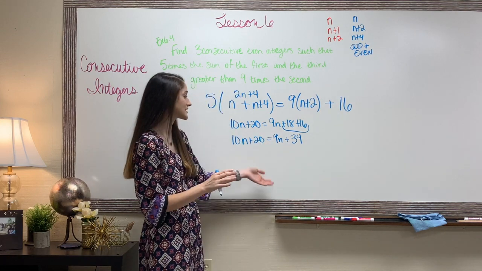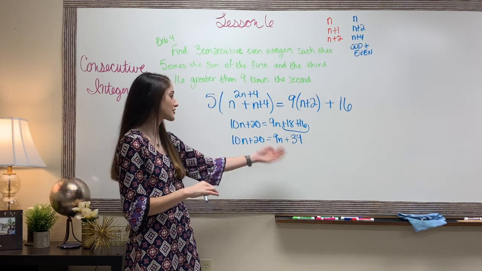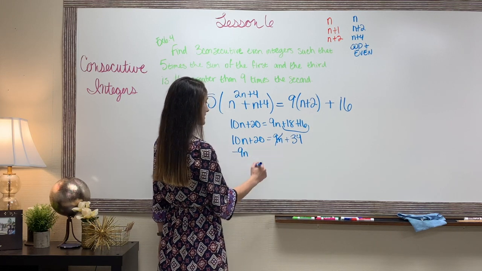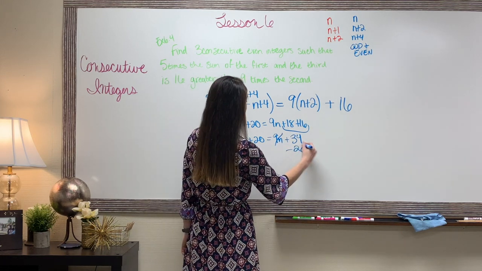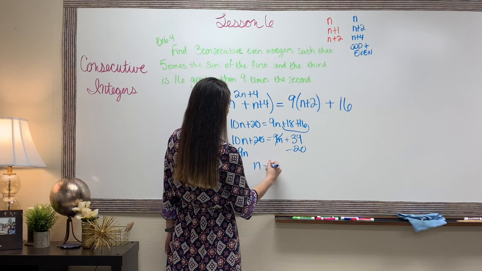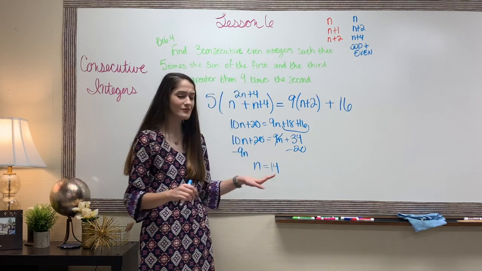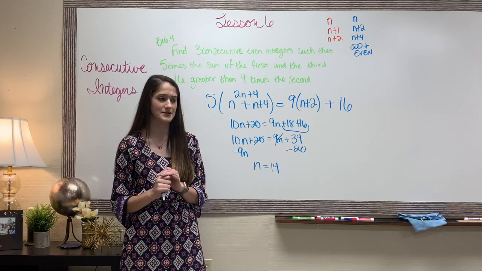Okay, and now we need to get our variable on one side, our numbers on the other. I'm going to move this by subtracting, so minus 9n, and then minus 20, and we're left with n equals 14. Okay, and now I'm going to start asking myself some questions again.